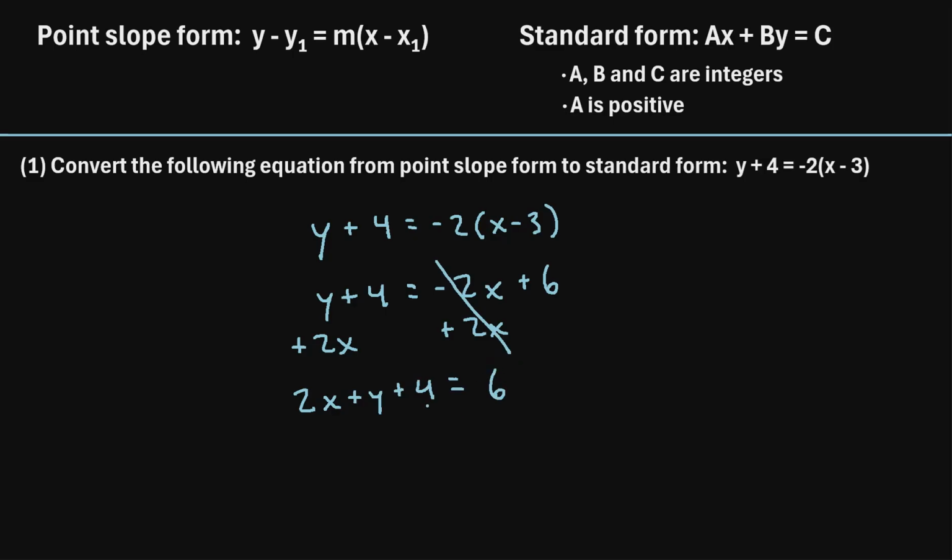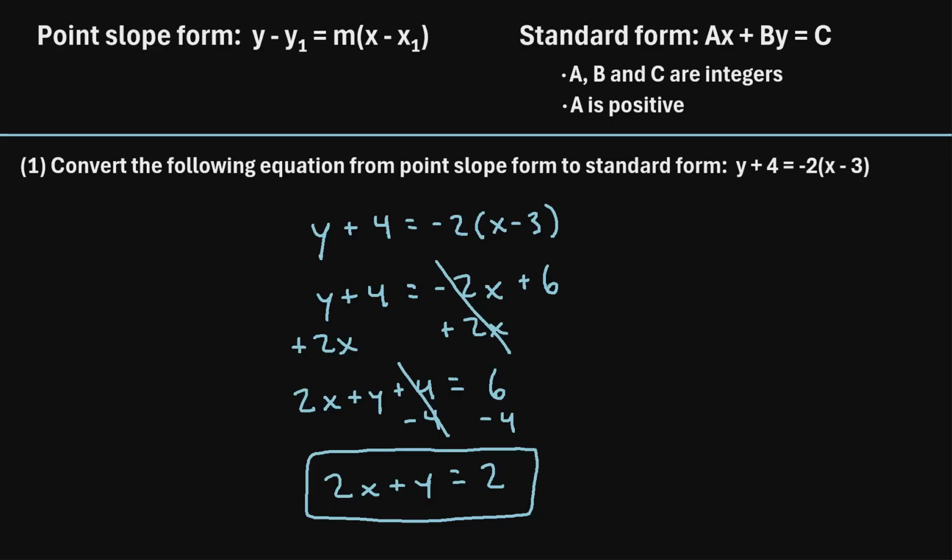Now the last step is we want to move this 4 over to this side. So we'll subtract 4 from both sides and we'll be left with 2x plus y is equal to, these 4's cancel out. On the right hand side we have 6 minus 4, which is 2. So now we have it in the format of Ax plus By is equal to C, where A, B, and C are all integers and A is positive. So this 2 right here is a positive number. So this is going to be our final answer.